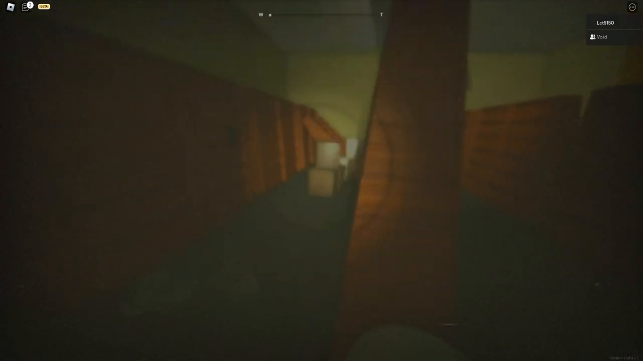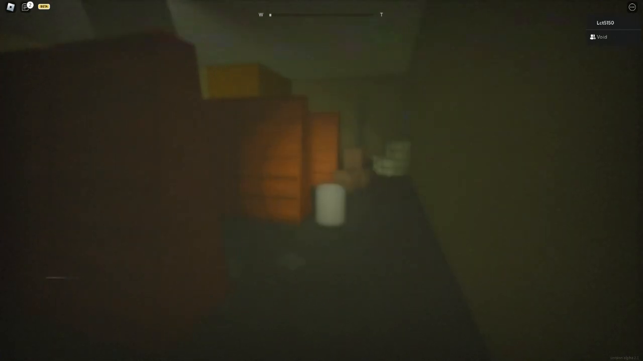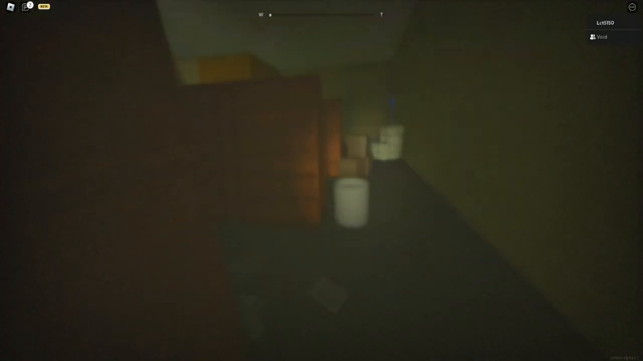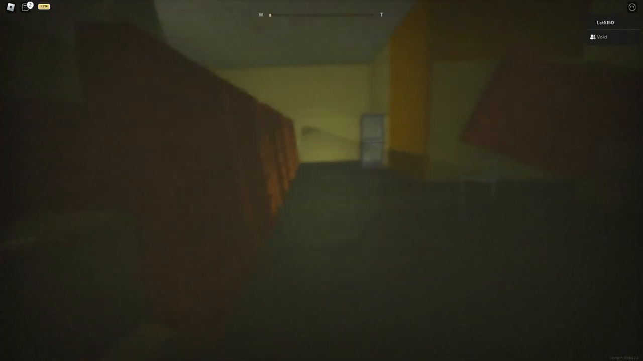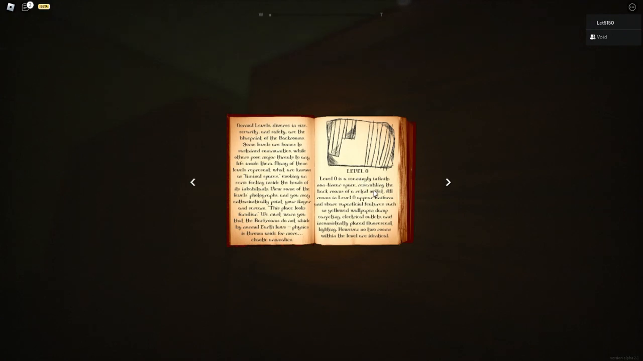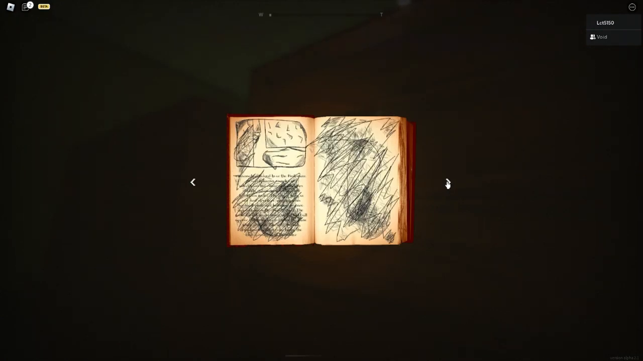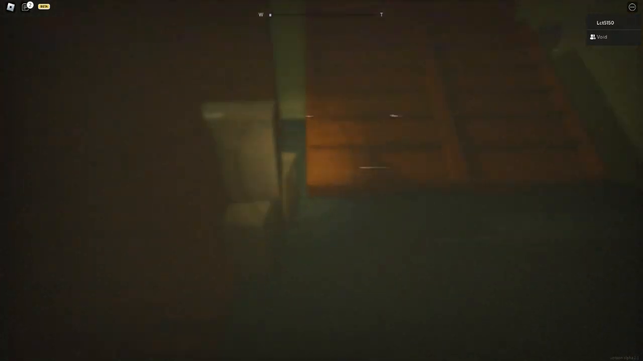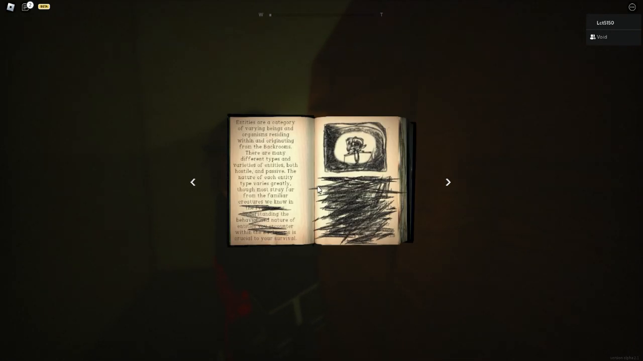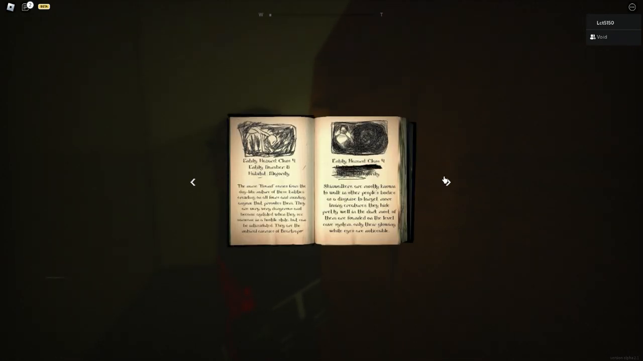Entities are a category of varying beings and organisms residing within and originating from the backrooms. There are many different types and varieties of entities, both hostile and passive. The nature of each entity type varies greatly, though most stray far from the familiar creatures we know. Understanding the behavior and nature of entities you encounter within the back rooms is crucial to your survival.